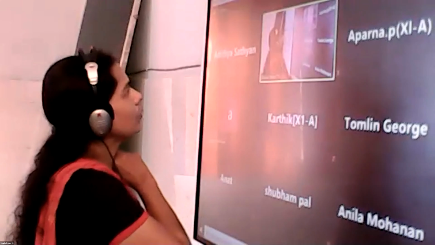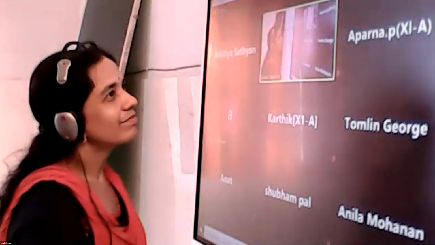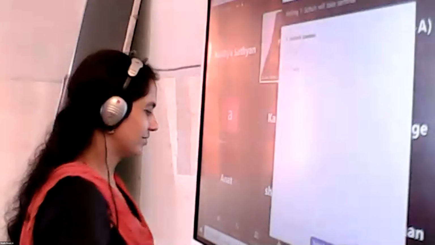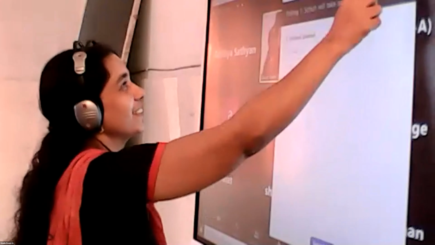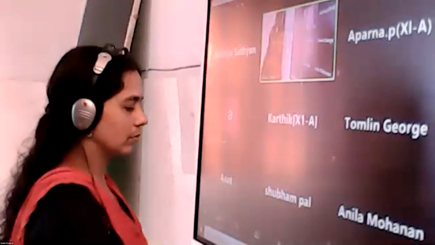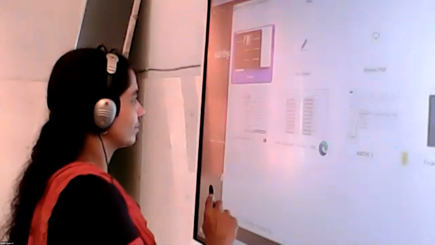We are left out with about 5 more chapters. Right, Karthik? This chapter will get over now. Okay, almost over. Okay, and we have to start with the next chapter.